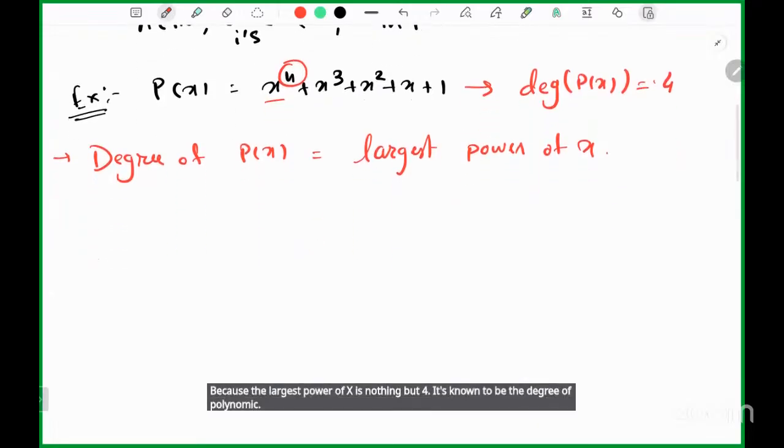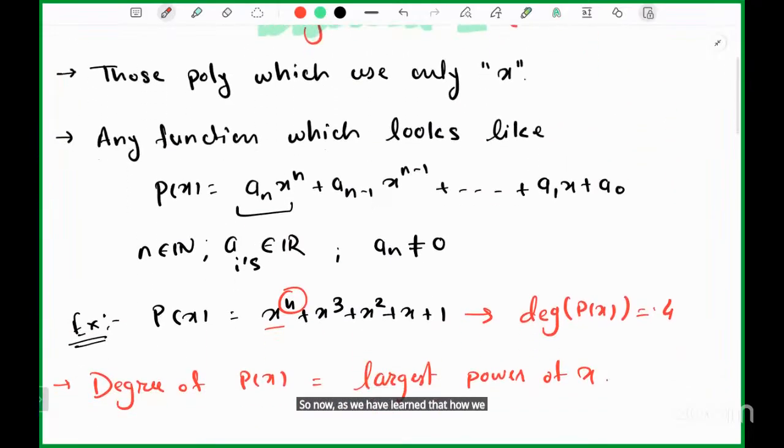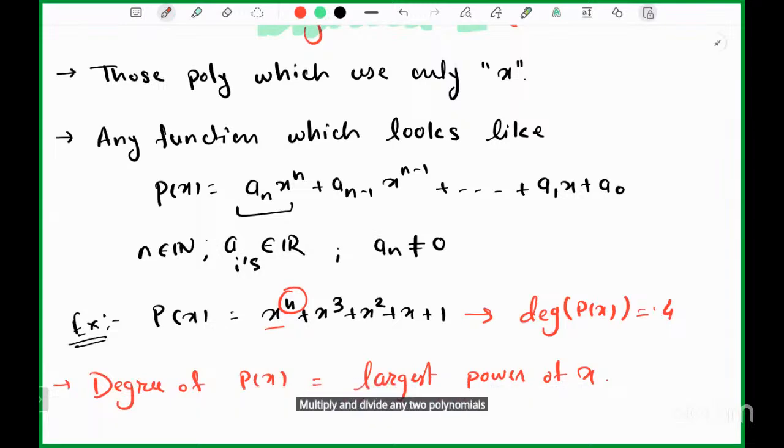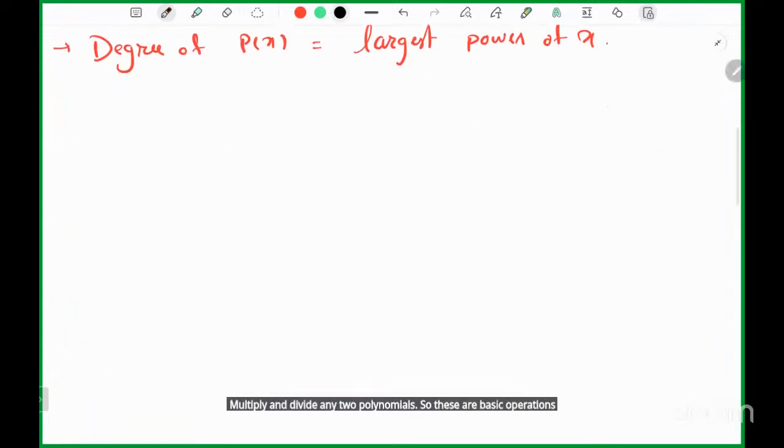Now, as we have learned how we can add two natural numbers, how we can add two integers, similarly, we will learn how to add, subtract, multiply and divide any two polynomials. So these are basic operations. You guys may be familiar with this.